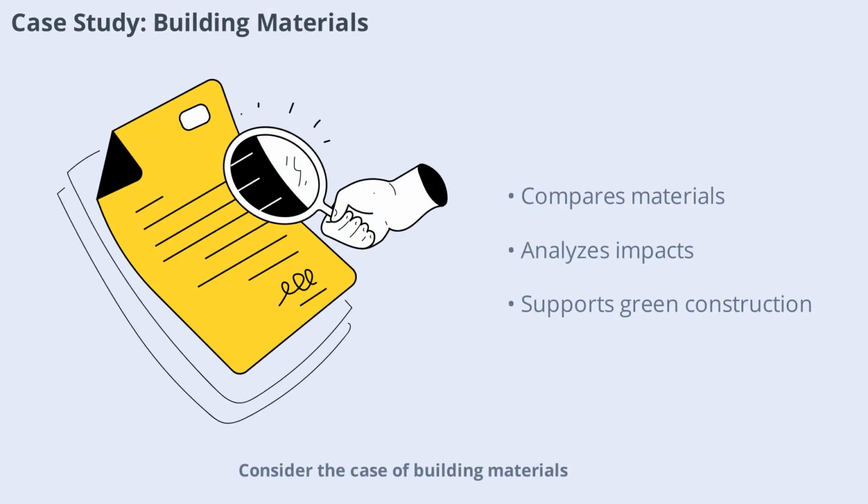Consider the case of building materials. Engineers use LCA to compare the environmental impacts of different options such as concrete, steel, or wood. By analyzing factors like energy use, emissions, and end-of-life disposal, they can select materials that minimize harm to the environment. This approach supports greener construction and helps meet sustainability goals.